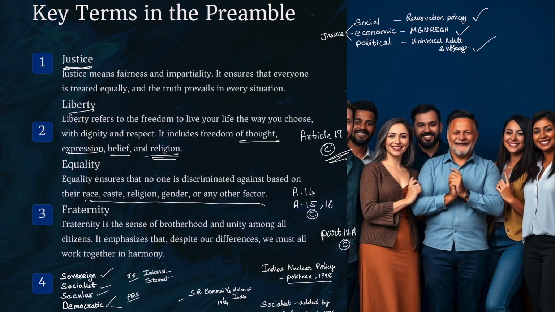Article 14 ensures that every citizen is equal before law, while Articles 15 and 16 prohibit discrimination on the grounds of religion, race, caste, sex, or place of birth.